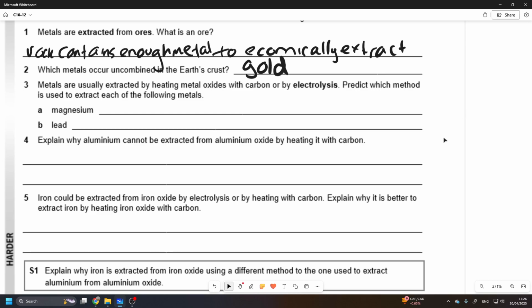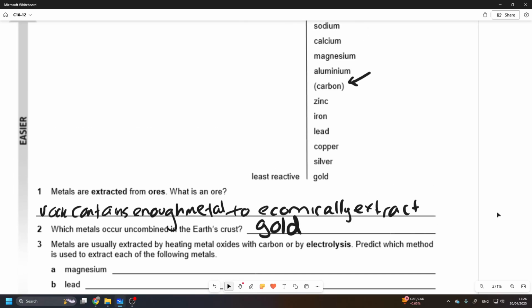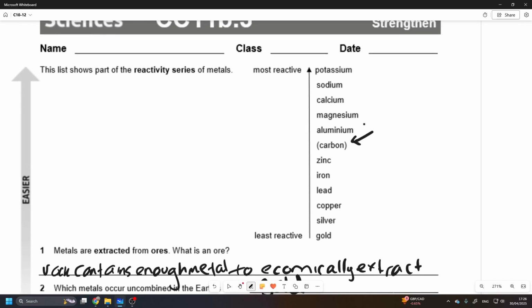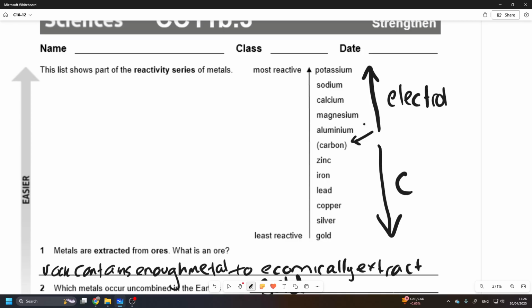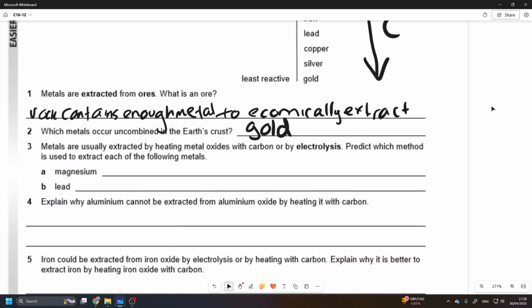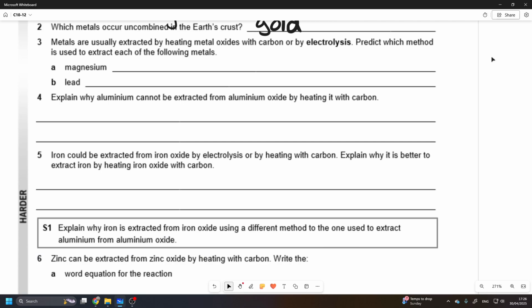Metals are usually extracted by heating metal oxides with carbon or by electrolysis. Predict which method is used to extract the following metals. Now, if it's below carbon, we use carbon. If it's above carbon, we use electrolysis. We'll find out what electrolysis is and how it works later on in the course, but right now you just need to know it's a way of extracting metals. Now, magnesium is above carbon, so we would use electrolysis, and lead is below carbon, so we would use heating with carbon.